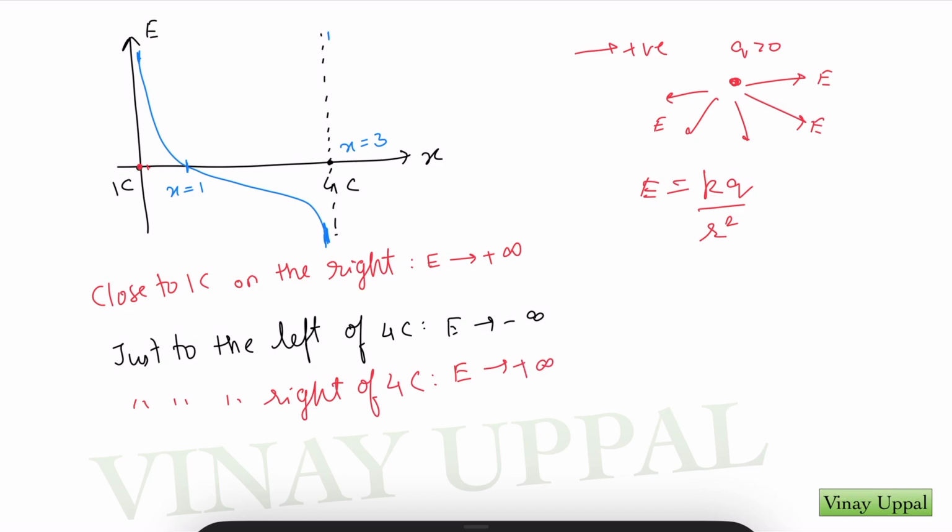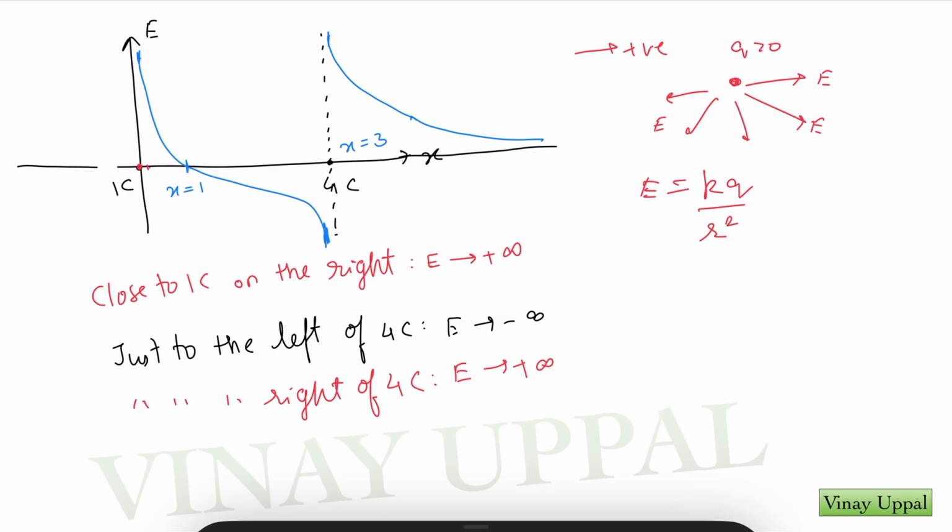So my graph will start off here, and very far away from both the charges at positive infinity. At infinity, the electric field due to 1 coulomb and 4 coulomb both will be 0. So therefore, the graph, the electric field will be tending to 0 as we go very far away.